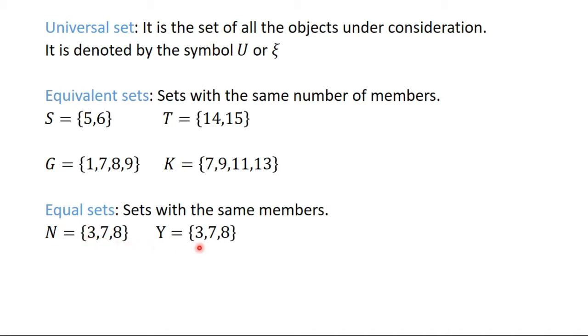Set Y has the members 3, 7, 8, and set N also has the members 3, 7, 8. So we say that set N and set Y are equal sets. We can also see from here that set P and set W are also equal sets because they have the same members. Now you can see clearly that all equal sets are equivalent sets because they have the same members and they also have the same cardinality. So all equal sets are equivalent sets.